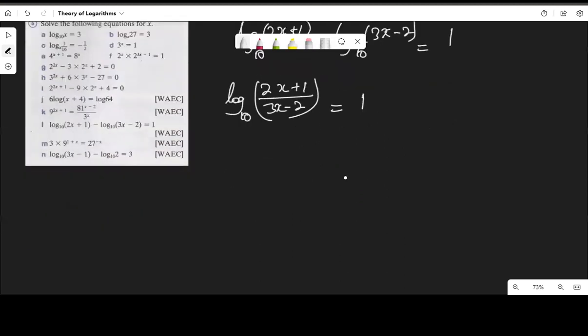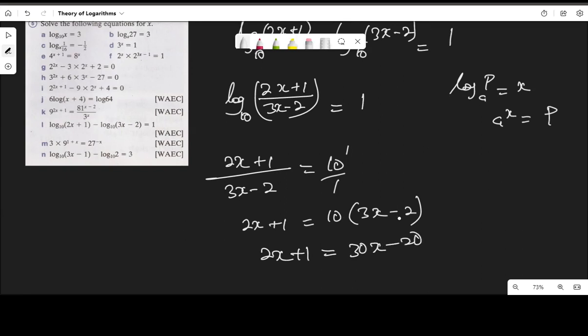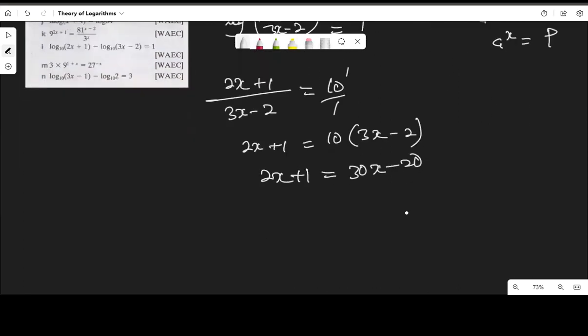I'm going to turn this now to index form. Logarithm of a number p to base a is the index x to which a must be raised to be equal to p. That means 2x plus 1 over 3x minus 2 is equal to 10 to the power of 1, which is 10. Remember, this 10 is over 1. So 2x plus 1 is equal to 10 multiplied by this 3x minus 2. So 2x plus 1 is equal to 30x minus 20.